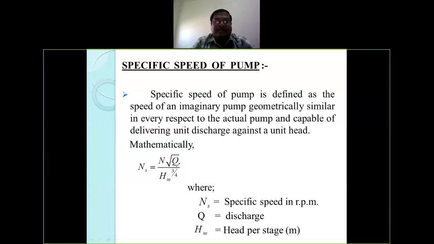Okay, so mathematically we can write it this way: Ns = N √Q / Hm^(3/4), where Ns is your specific speed in rpm, Q is your discharge, and Hm is nothing but head per stage.